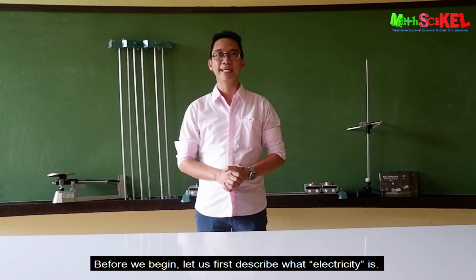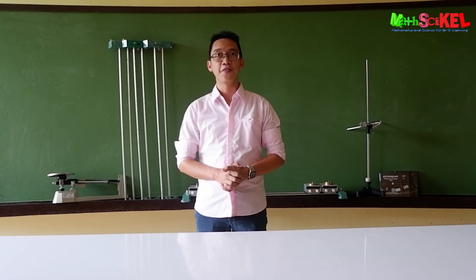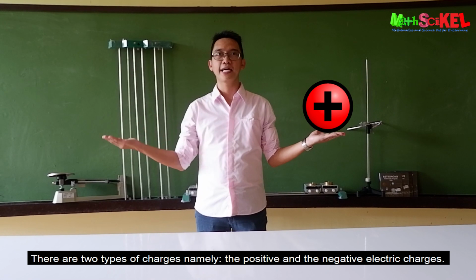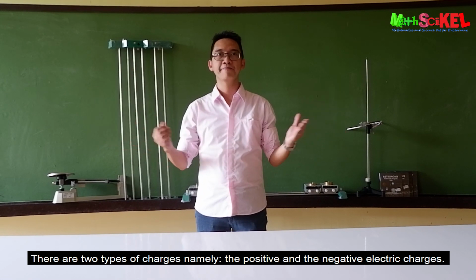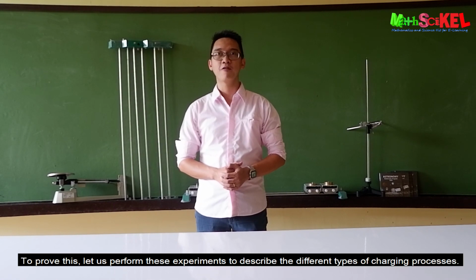Before we begin, let us first describe what electricity is. It is a set of physical phenomena associated with the presence and motion of matter that has a property of electrical charge. There are two types of charges, namely the positive and the negative electric charges. Did you know that objects can be charged in different ways? To prove this, let us perform these experiments to describe the different types of charging processes.